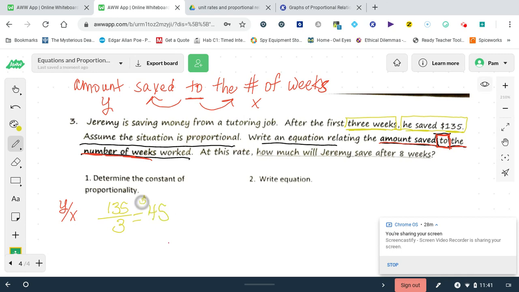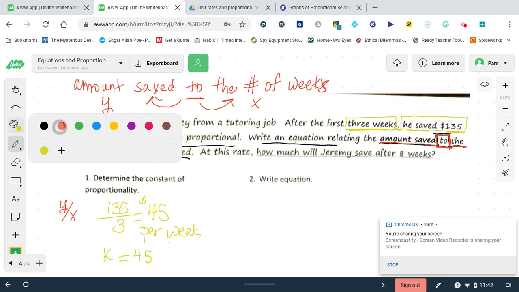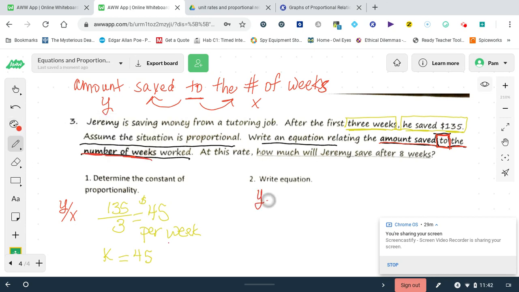Okay, I'm going to make it make sense. So it's actually $45 per week is what he saved. But just keep in mind your k is 45. All right, so now we write the equation, but the equation is always in the form y equals kx, where k is your constant of proportionality. So we end up with y equals 45x. So we've written the equation.